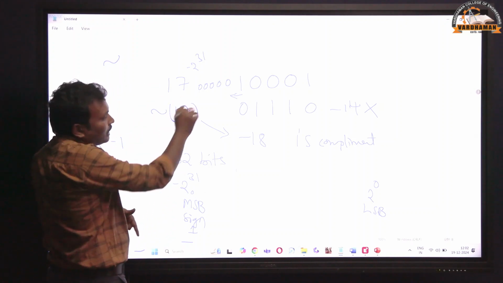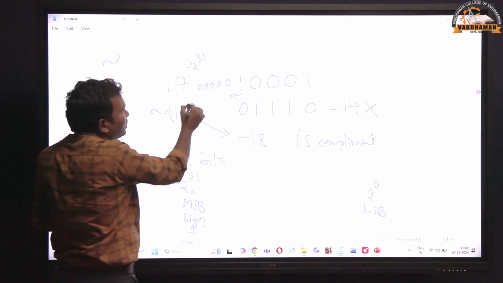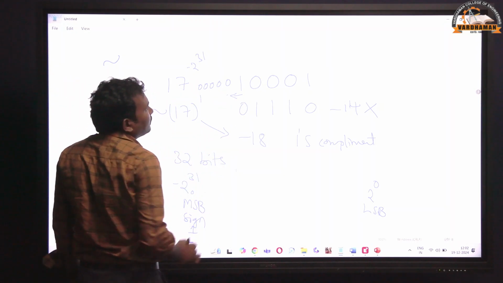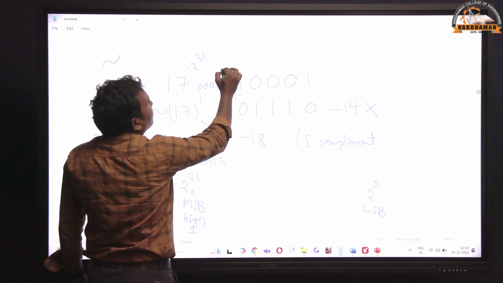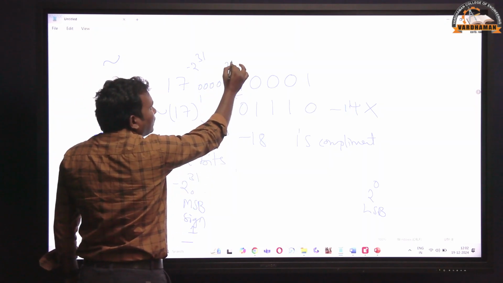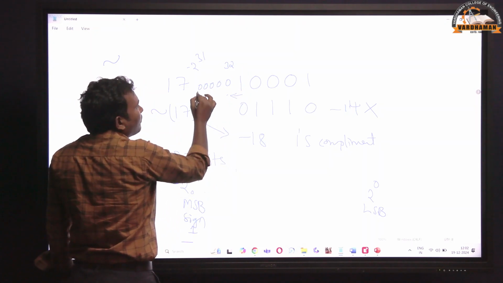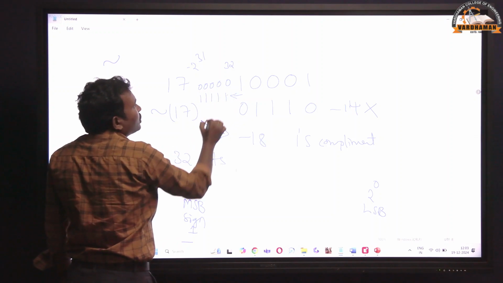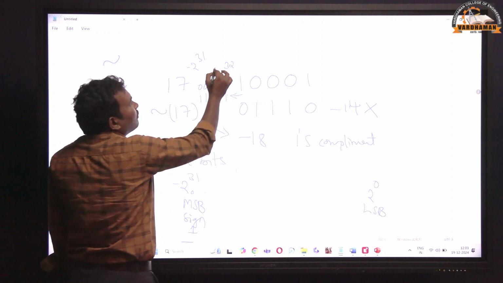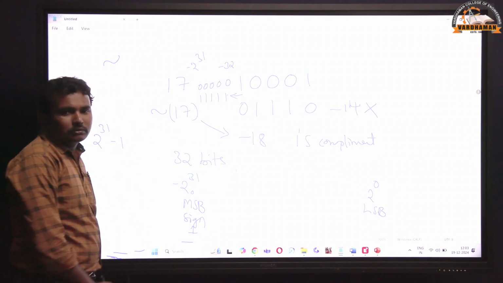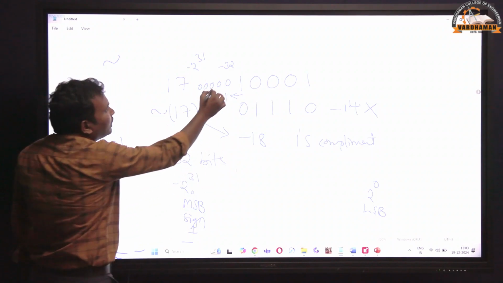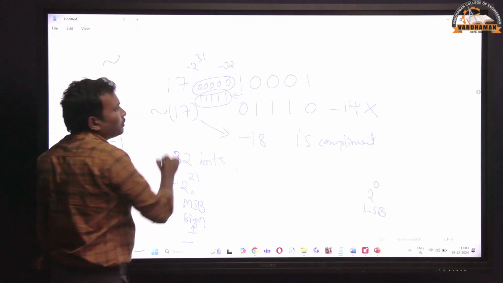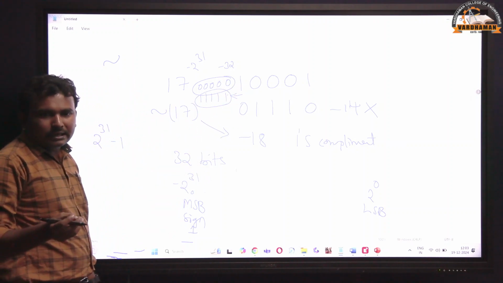Now, when I invert the bits using the NOT operation, this will become 1. So at this position, the value is actually 32, but this will become 1, this also becomes 1, and so on, 1. So what does it become? It will become minus 32, instead of positive 32. Till here the sum will become minus 32. So how minus 32? Simple calculation.